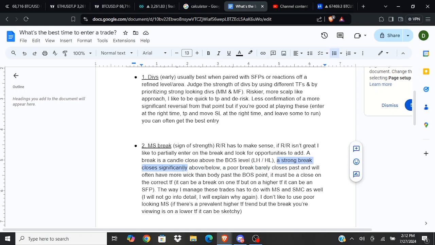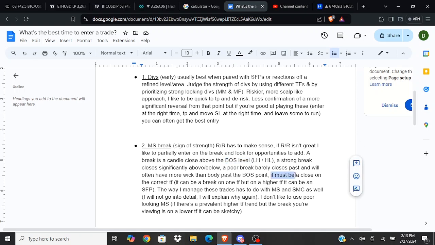A strong break closes significantly above or below, and a poor break barely closes past and will often have more wick than body past the break of structure point. And that is important because you do get false breaks of market structure, and there are many other things that I use to judge whether it will be a false break or not. Again, not something I'm going to go into detail with, but I think it is good practice to look for at least a strong break, a break that closes significantly past the break of structure level.